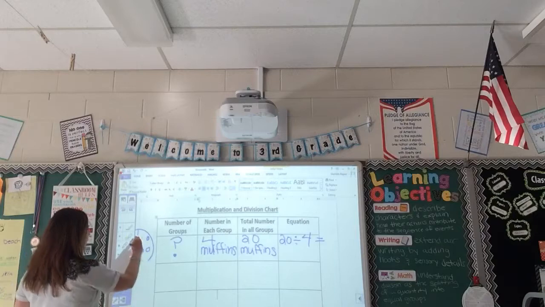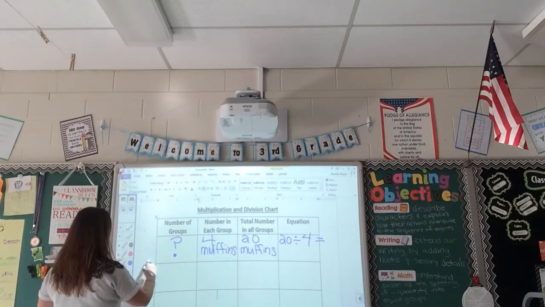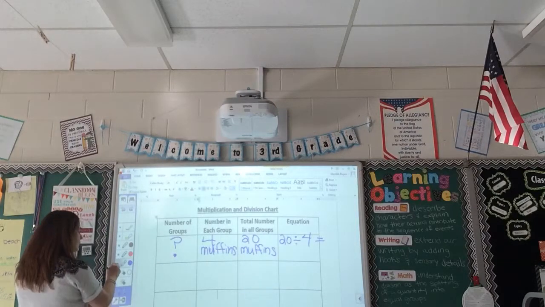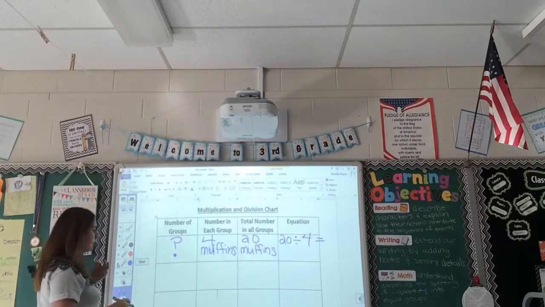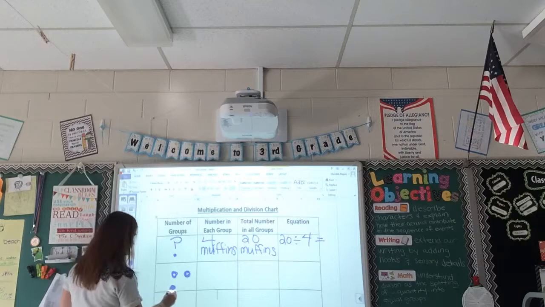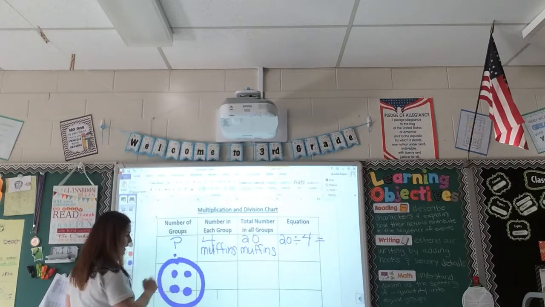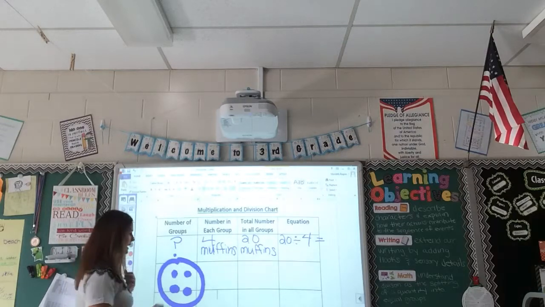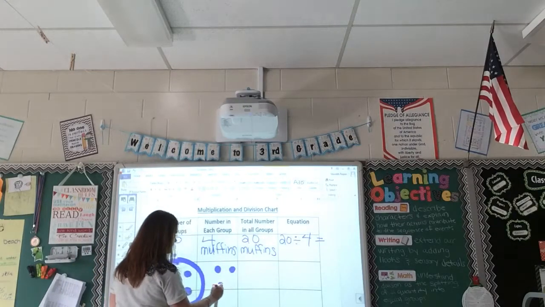So let's erase this one over here and we can draw it a little bit better so you can see. So probably what I'm going to do is I just want to, again, draw 4 muffins. So 1, 2, 3, 4. All right, here's one group. I'm not quite at 20 yet. So I'm going to put 4 more muffins in another bag.